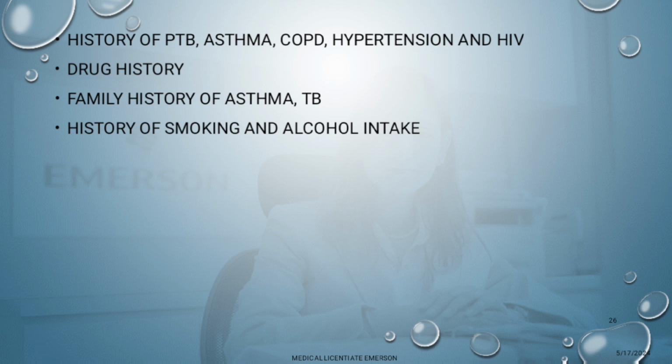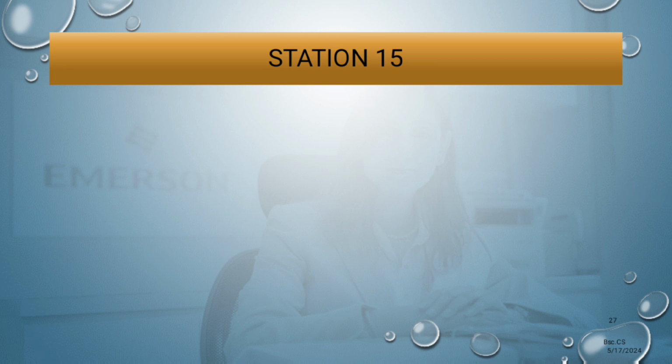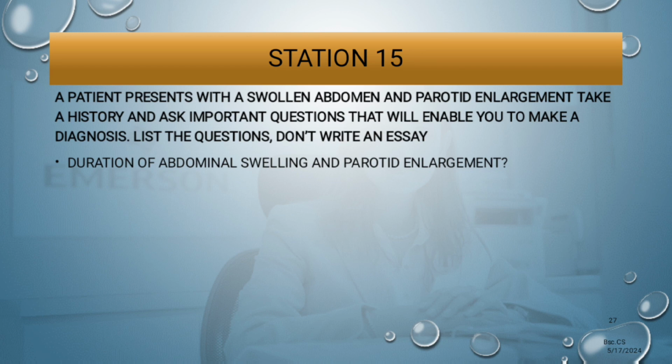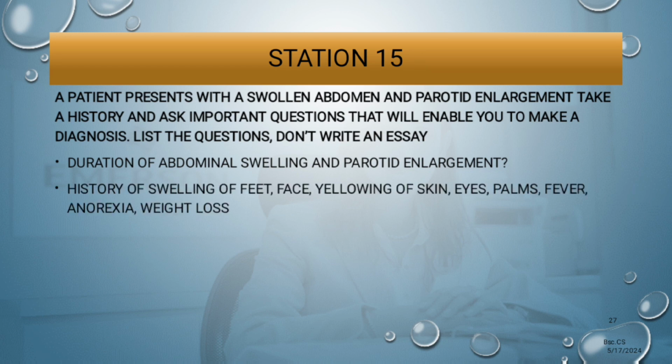So okay, let's move to the next station, which is station 15. For station 15, a patient presents with a swollen abdomen and parotid enlargement. Take a history and ask important questions that will enable you to make a diagnosis. So list the questions, don't write an essay. So duration of abdominal swelling and parotid enlargement. Ask for any history of swelling of feet, face, yellowing of skin, eyes, palms, fever.